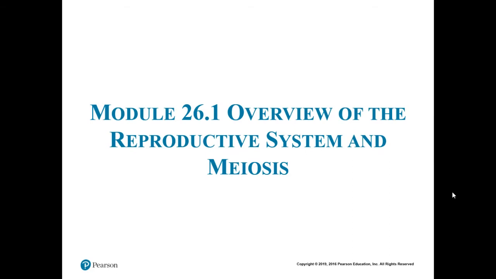Recall that gametes are sex cells, okay, sperm and egg. That's what gametes are. So meiosis has a role in gamete production. And then from there, we'll move on to the male reproductive anatomy. And then we'll go ahead and end with the female reproductive anatomy. No physiology today, just anatomy in this lecture.